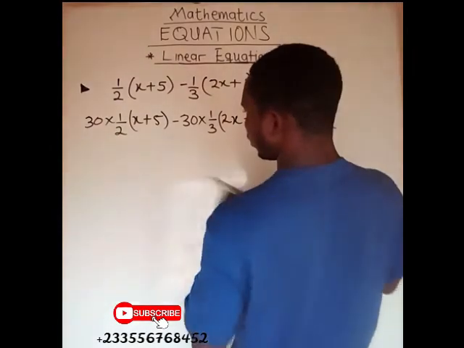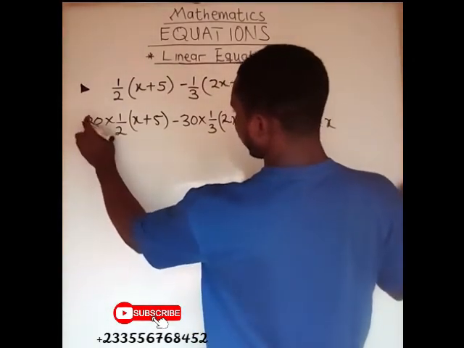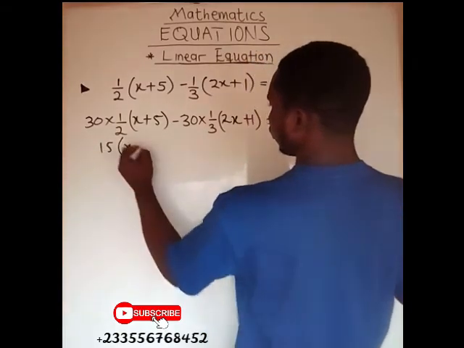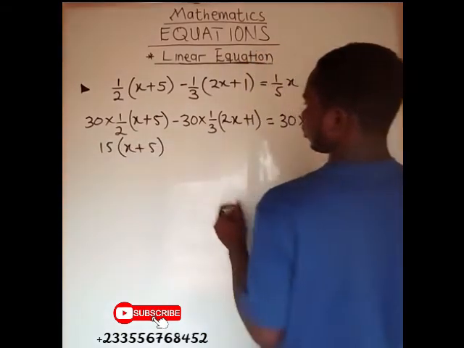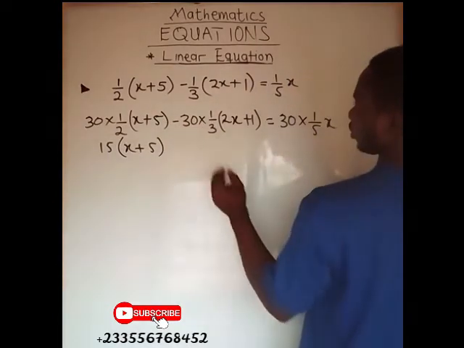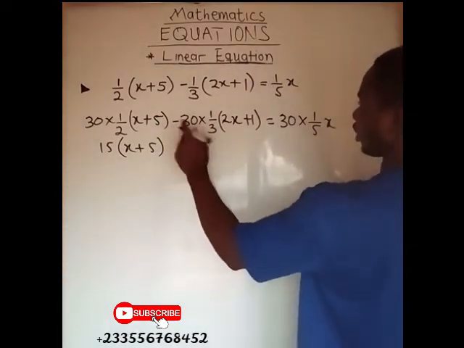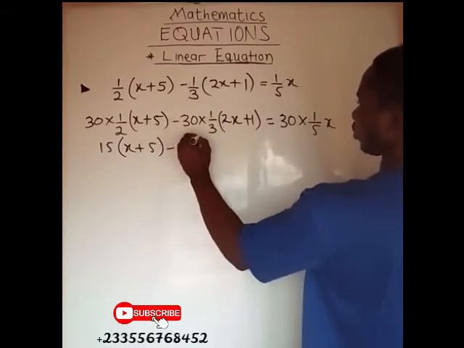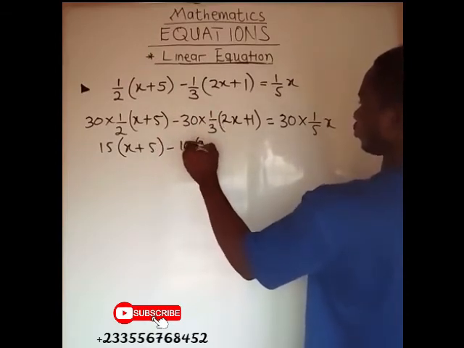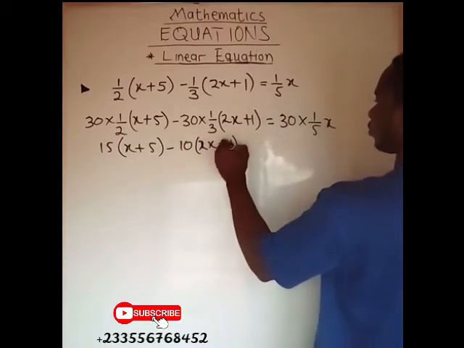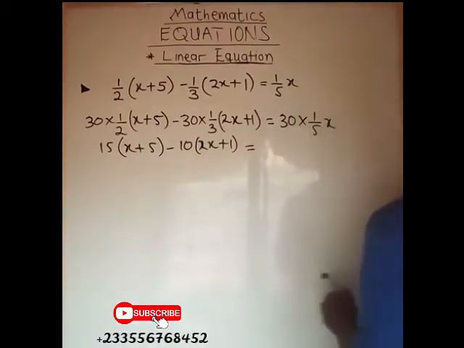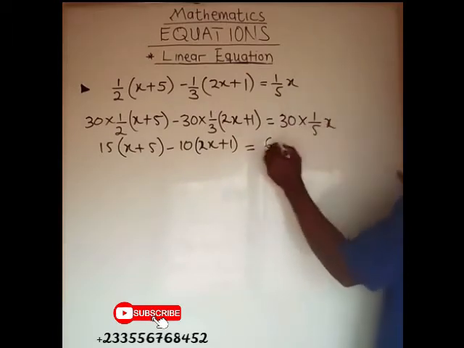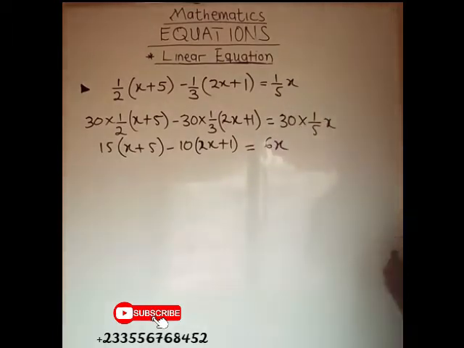So 2 divides 30, 15 times. 15 times 1 will be 15 times 5. 3 will go into 30, or we divide 30, 10 times 1. 5 will divide 30 6 times. So 6 times 1 times x, which will be 6x.